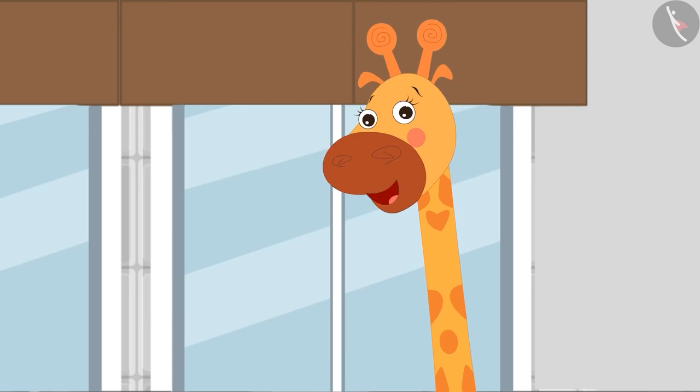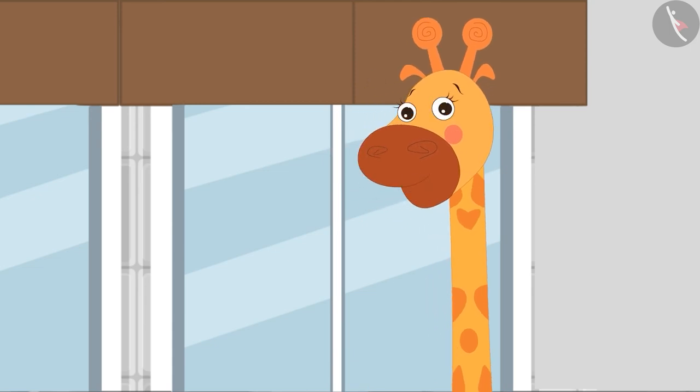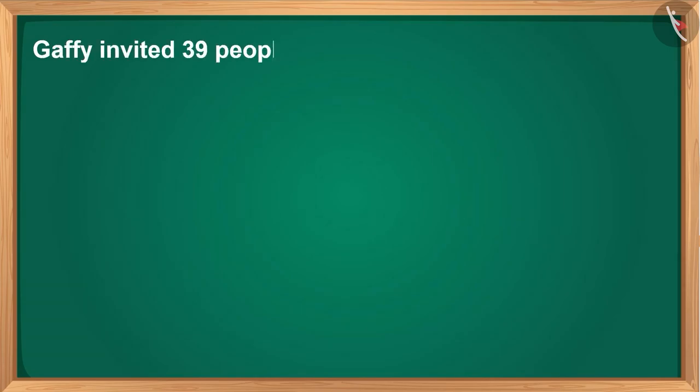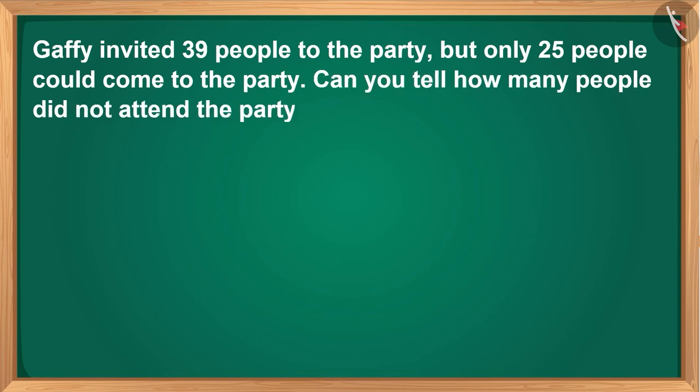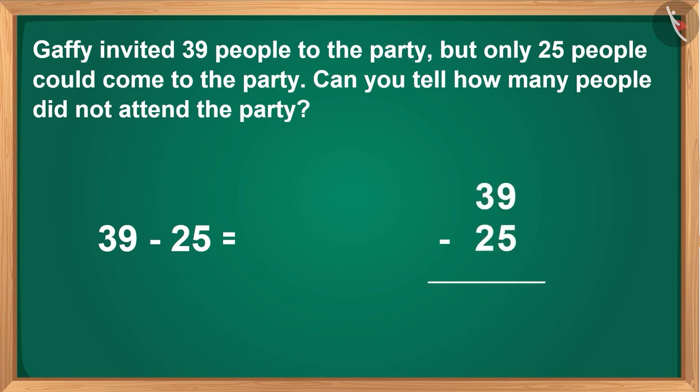Children, now it's your turn to solve this problem. Gaffy invited 39 people to the party, but only 25 people could come to the party. Can you tell how many people did not attend the party? You can subtract numbers by writing them in horizontal form. Or you can also subtract them by writing them in the vertical form. Find out and share your answers with your family and friends.